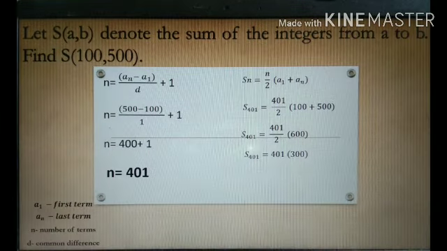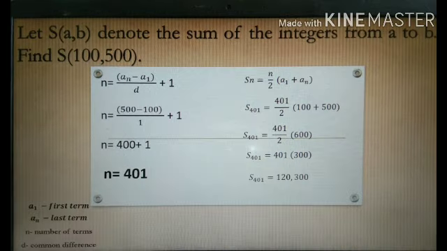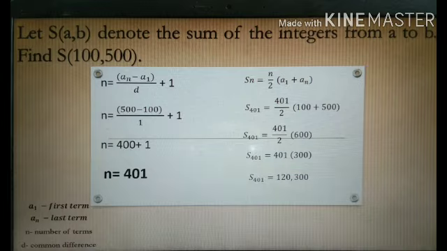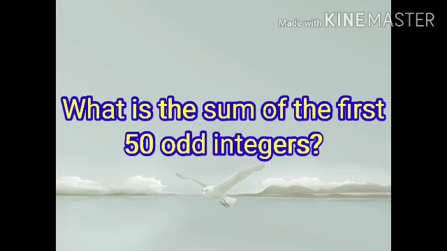And 401 times 300 is equal to 120,300. Meaning to say, the sum of the integers from 100 to 500 is equal to 120,300. What is the sum of the first 50 odd integers?